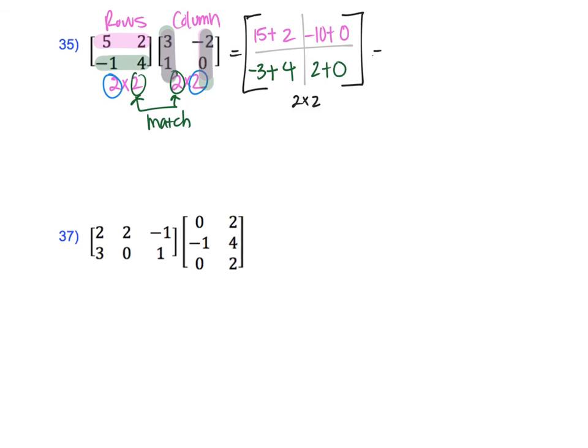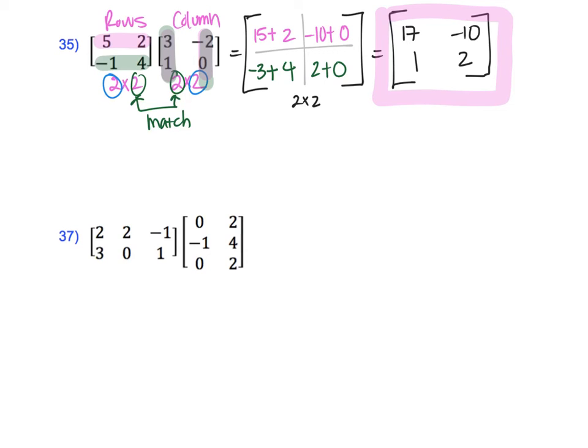So if I just clean up my matrix here to simplify, 15 plus 2 gives me 17. Negative 10 plus 0 is negative 10. The bottom here, negative 3 plus 4 gives me a 1. 4 plus 0 is just a 4. And so there is my final answer for this matrix here. And I'll just highlight that.